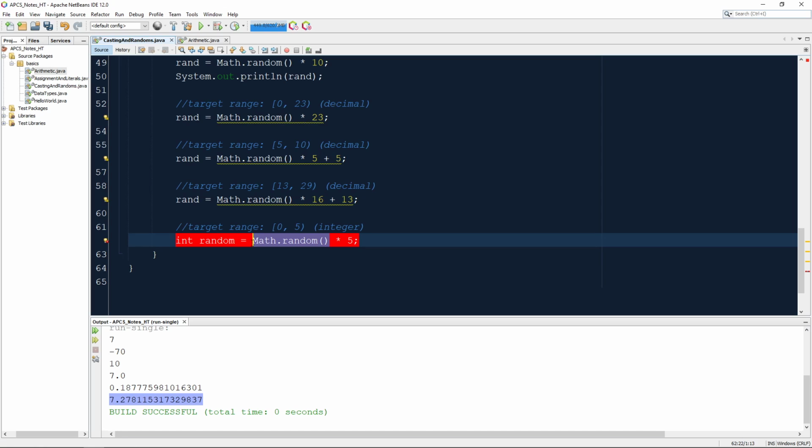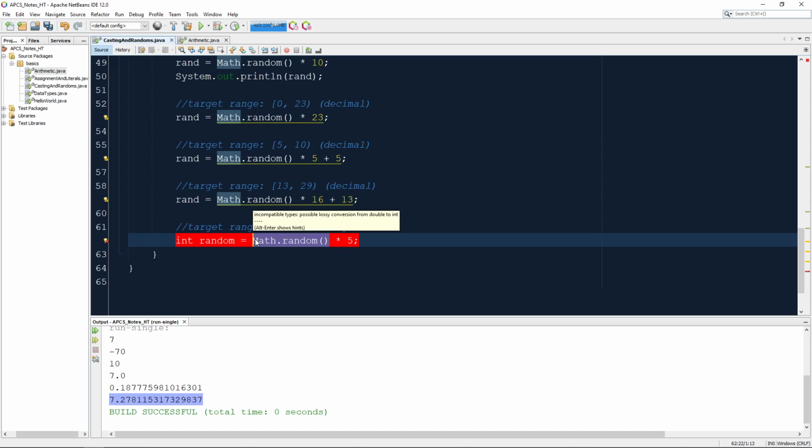So let's try the lower bound. When math.random is 0.0, 0.0 times 5 would be 0.0. That's the lower bound. And then if it was 0.99, times 5 would be 4.99. That would be right below 5 as decimal numbers, and that would work.